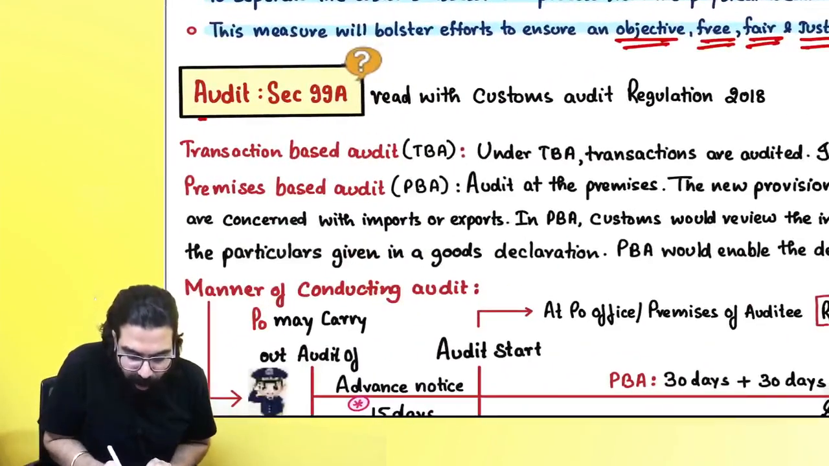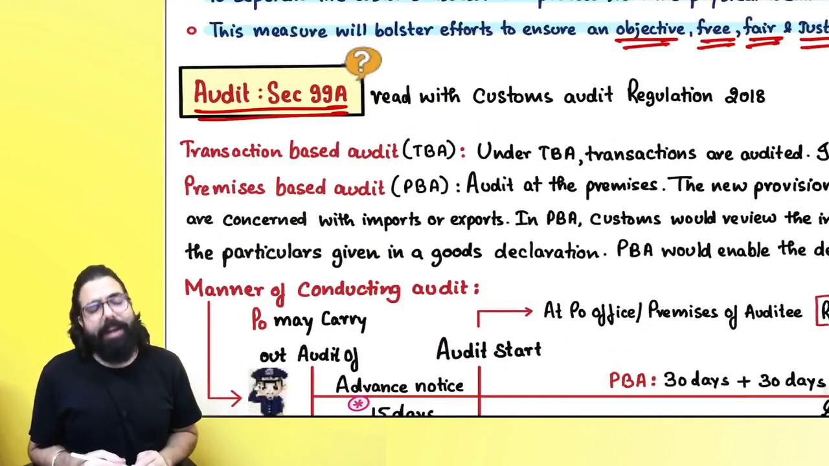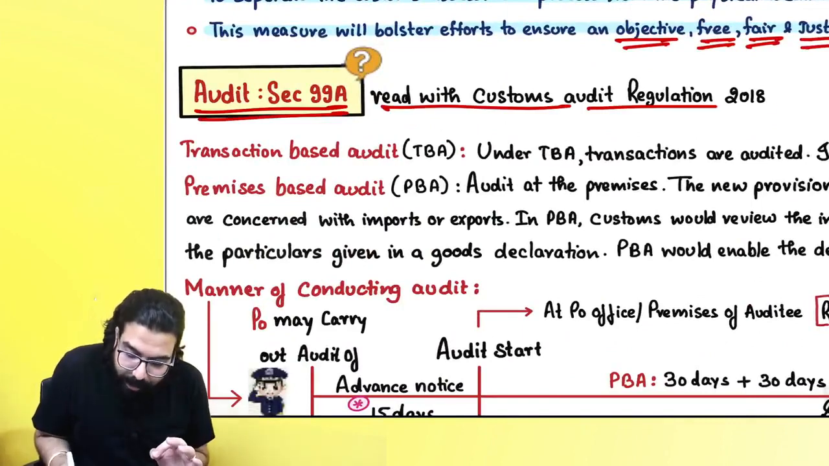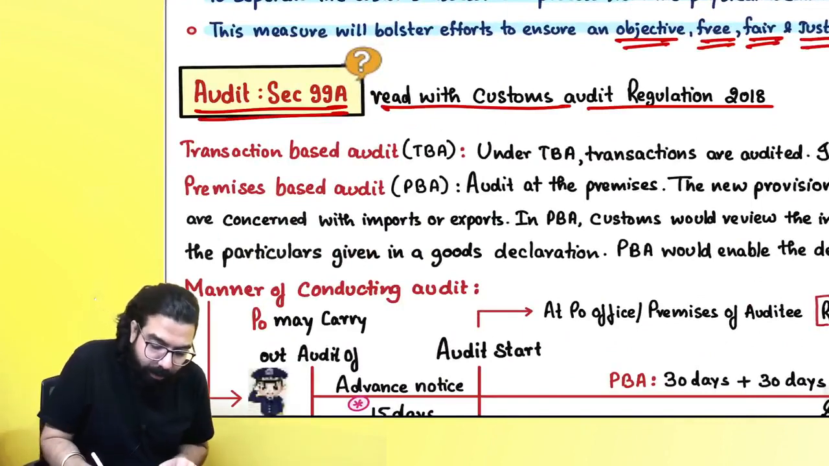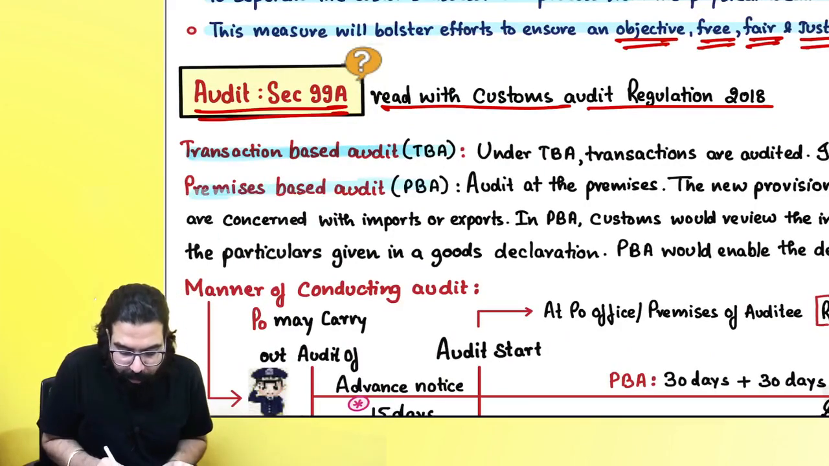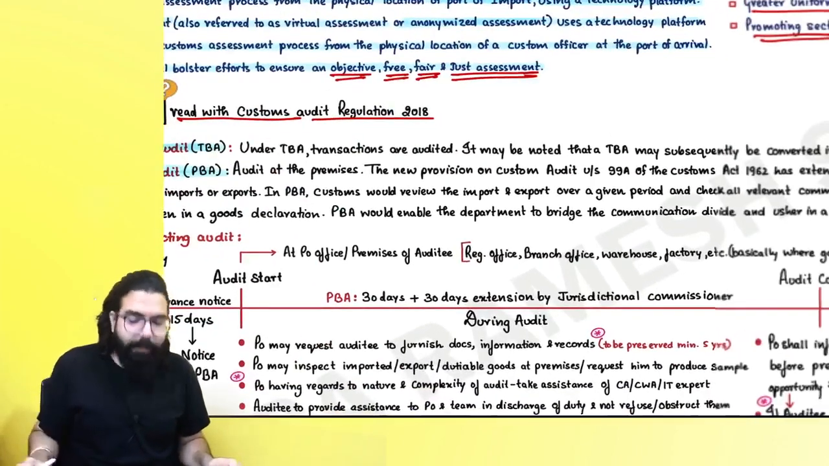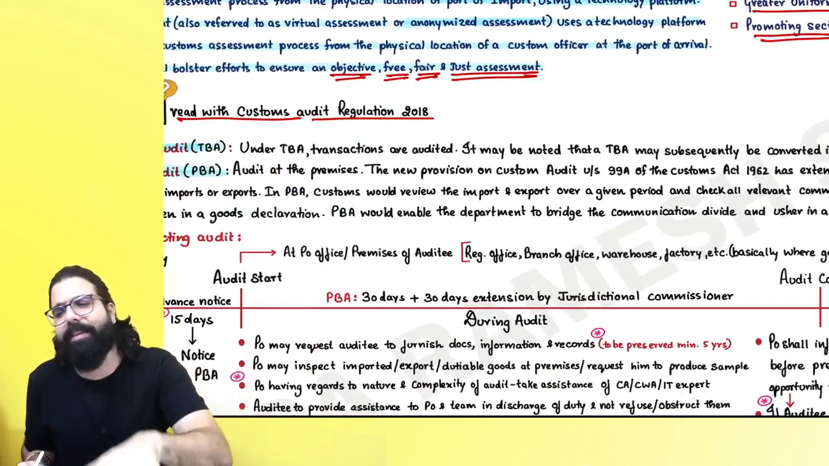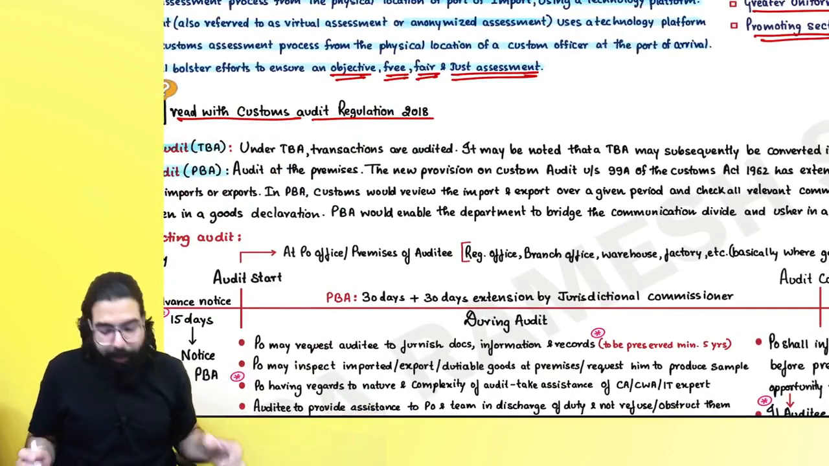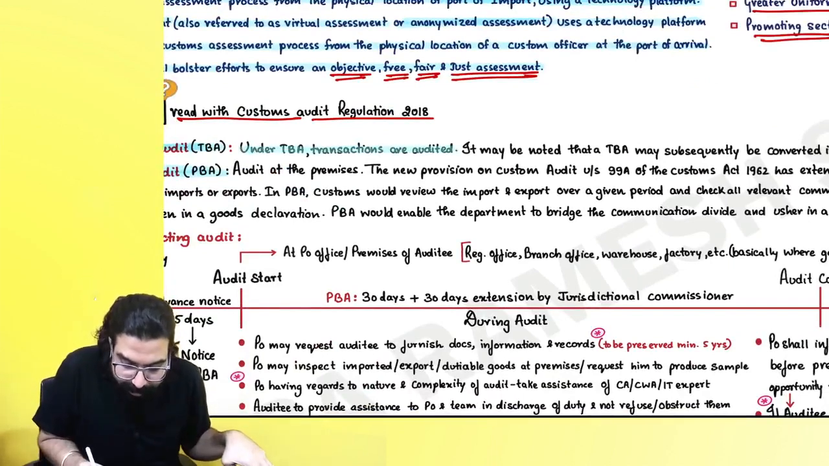The next one over here is audit under section number 99B, read with Customs Audit Regulation 2018. Sir, there are 2 types of audit. One is transaction based audit and one is premises based audit. Sir, in transaction based audit, what will happen? They will do the audit of transactions. Basically, your books of accounts will be audited. Under transaction based audit, transactions are audited.